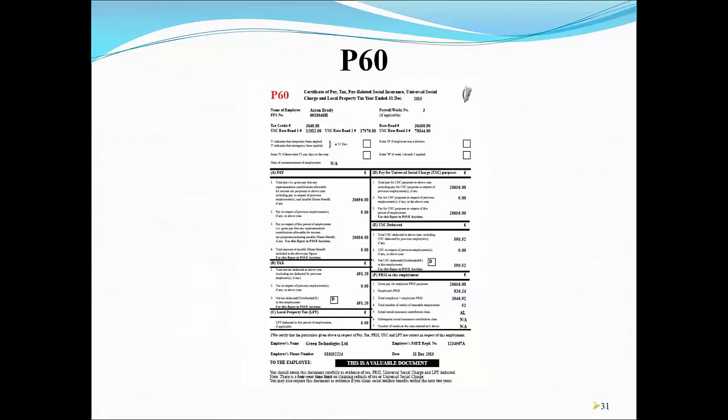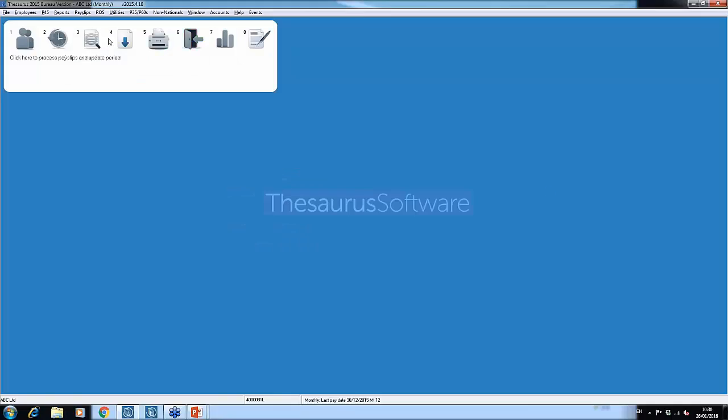So this, I suppose, is a copy of the P60 that would be printed from the software. This is in line with Revenue guidelines. It is a valuable document for the employees, but you are permitted also to give copies of the P60. So if an employee does come to you, they've lost their P60, you can easily just print or email them another copy. So we'll just take a look at that on the software.